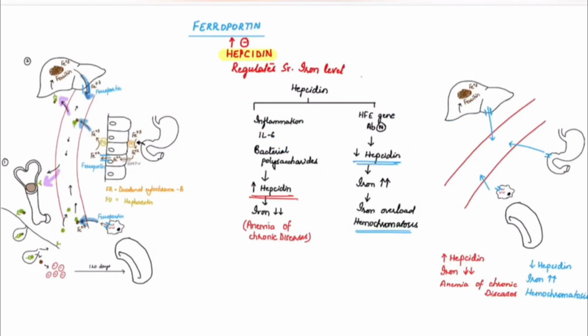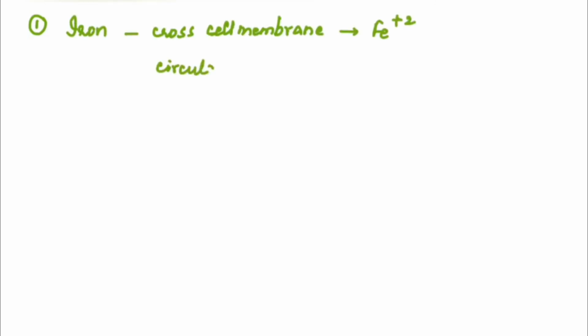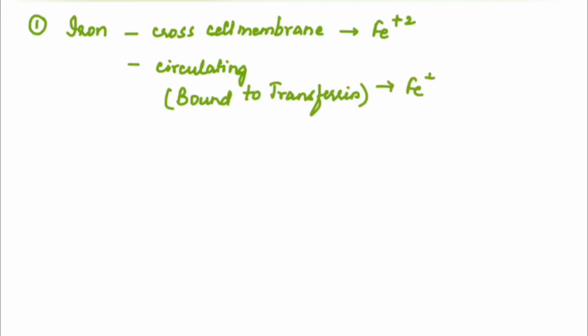So this is the complete iron metabolism. Some points to remember here. Iron to cross the duodenal membrane should be in the ferrous state. Iron circulating, that is bound to transferrin, is in ferric state. The storage form of iron, that is ferritin, is in ferric state.